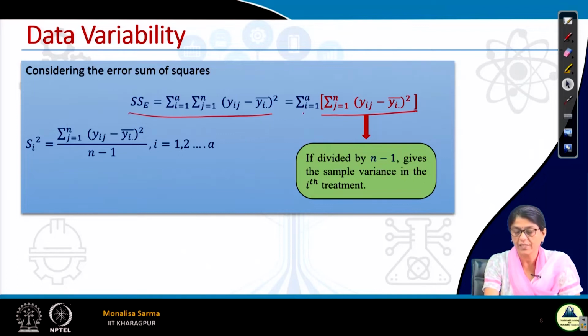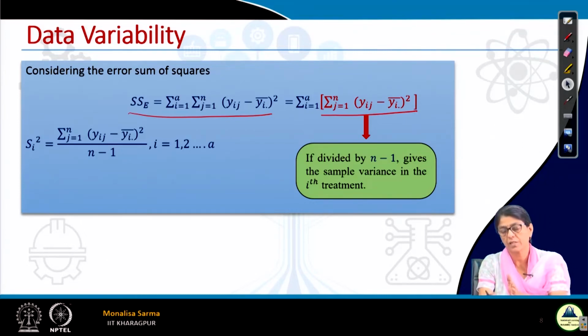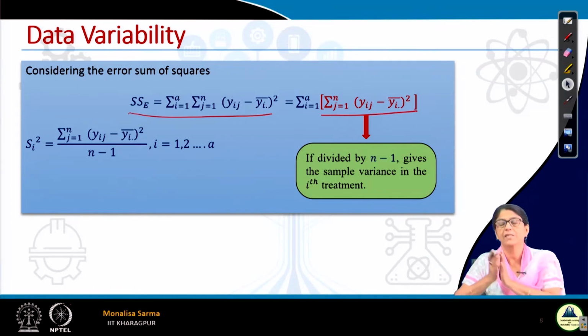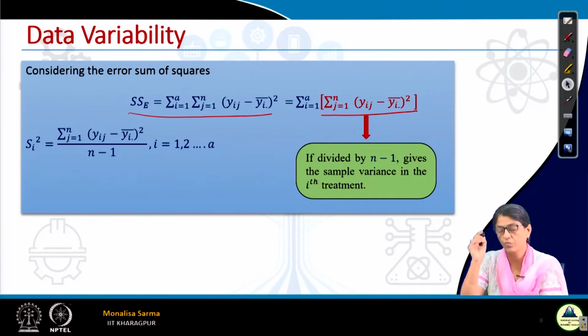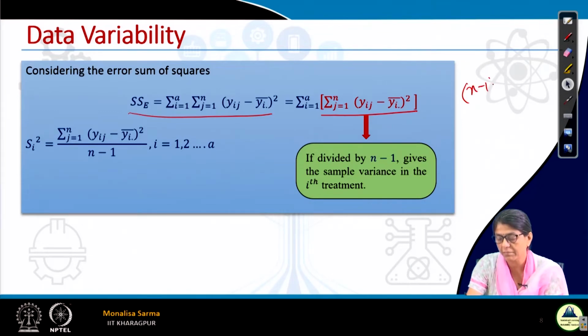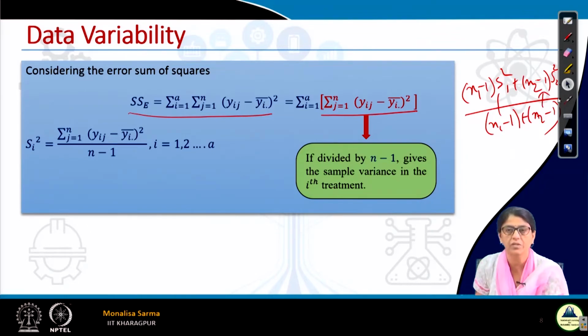Now this is again a summation, i equals 1 to A. If I sum up over all the A levels, what I get is nothing but the same thing we got for the pooled variance estimate for two populations. Remember, our two-population pooled variance estimate was (n1 minus 1) S1 square plus (n2 minus 1) S2 square, divided by (n1 minus 1) plus (n2 minus 1). This is the degrees of freedom for the first one, and this is for the second one.